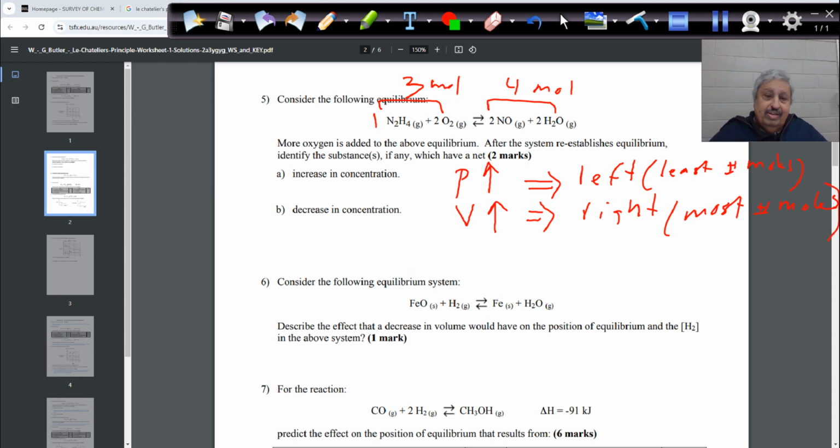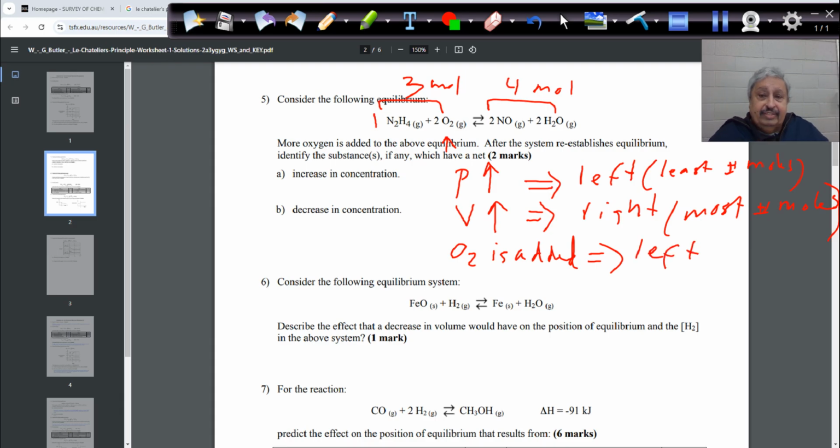So now, what will happen if I add more oxygen? Oxygen is added. Where will be the shift? The addition is on the left, so the shift will be the opposite side, correct? To the left, no. I added oxygen. Okay, so the addition is on the left, then the shift will be the opposite of the addition. Will be where? To the right.